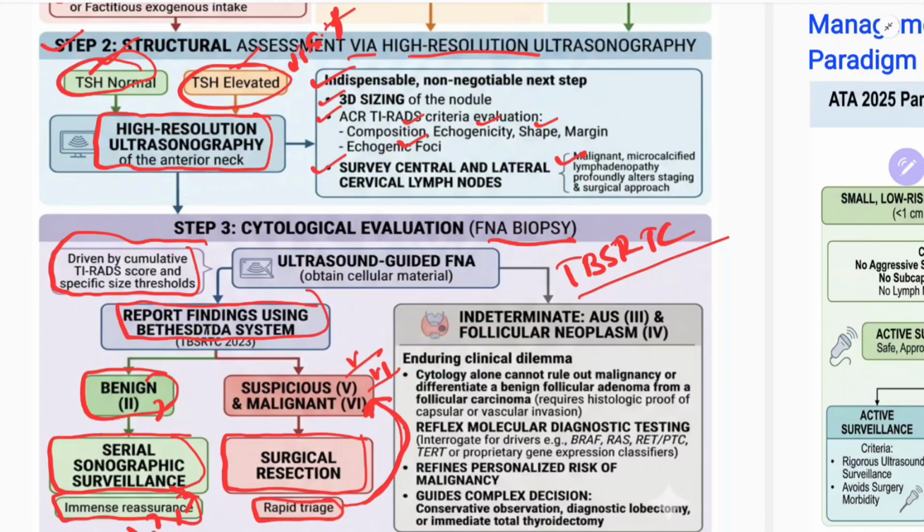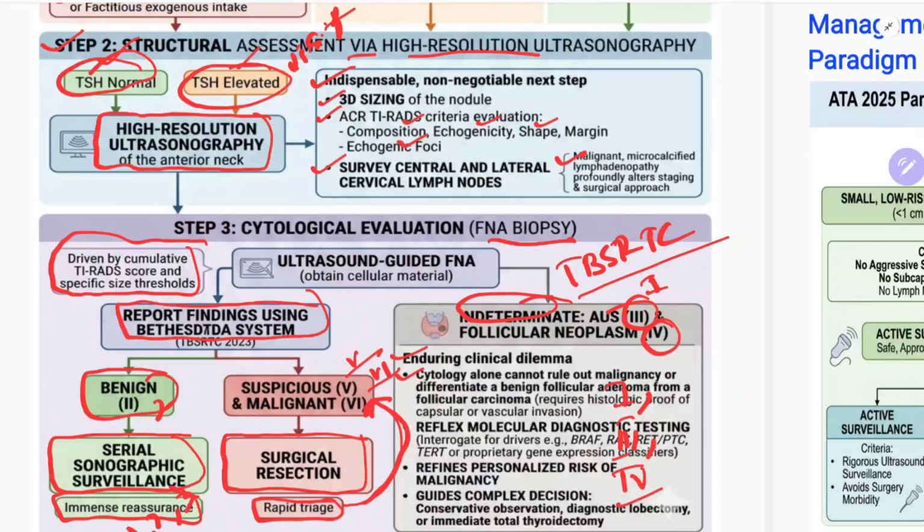Now, if it is indeterminate, I mean 1, 3 and 4, this will lead to a clinical dilemma. Cytology alone cannot rule out malignancy or differentiate a benign follicular adenoma from a follicular carcinoma. So that's why it requires histological proof of capsular or vascular invasion. Cytology alone cannot rule out malignancy in these indeterminate cases, which include 1, 3 and 4.